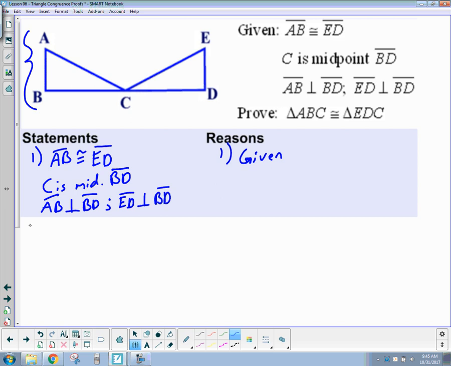So 2. Let's see what we've got to work with. AB is congruent to ED, so I'm going to put a mark there and there. C is the midpoint of BD, so the midpoint is cutting this segment in half equally. So we know BC is going to be congruent to CD, so let's write that. BC is congruent to CD because of the definition of midpoint.